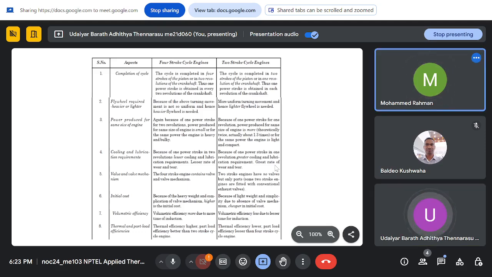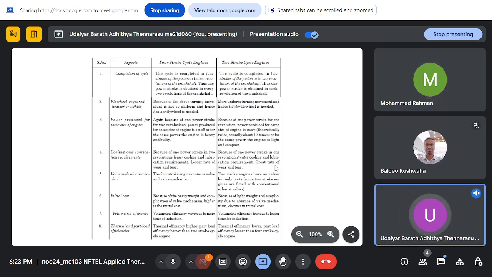So that requirement is higher in a 4-stroke engine, because you have 1 stroke which is the working stroke, but 3 strokes are power consuming strokes. So the flywheel size and requirement is higher in a 4-stroke engine compared to a 2-stroke engine.